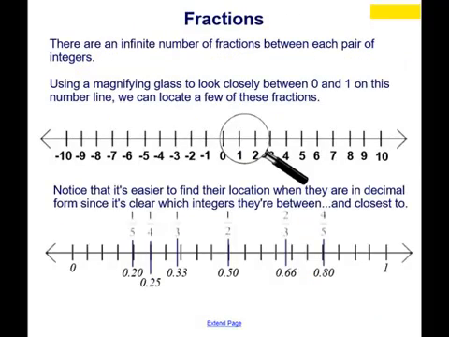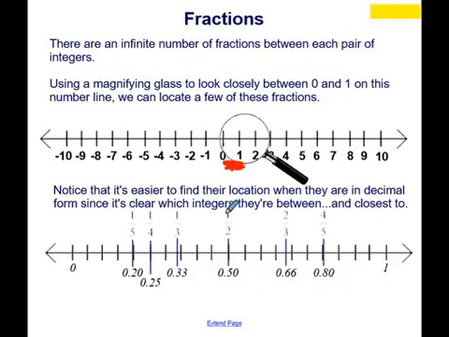There are an infinite number of fractions between each pair of integers, as we mentioned before. Using a magnifying glass to look closely between 0 and 1 on this number line, we can locate a few of these fractions. Our number line was between negative 10 and 10, so we're zooming in again between 0 and 1. Notice that now that we're zoomed in, it's easier to find their location when they are in decimal form, since it's clear which integers they're between and closest to.